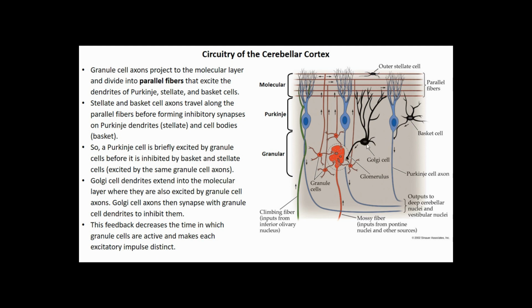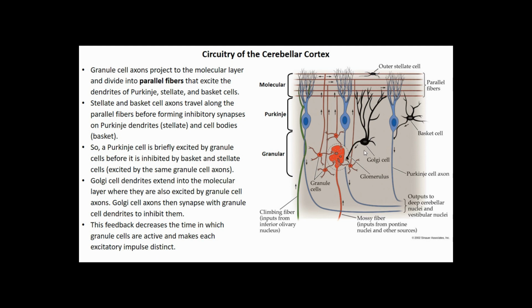Now nearby in the granule cell layer, we have some Golgi cells. Their dendrites are going up into the molecular layer also, and they get excited by these granule cell parallel fibers, but then they actually synapse with the granule cells and tell them to cut it out. So I like to think of the granule cells as a chatty friend who really gets everybody revved up, and the Golgi cells are the friend who kind of tells them to knock it off, that they're talking too much.